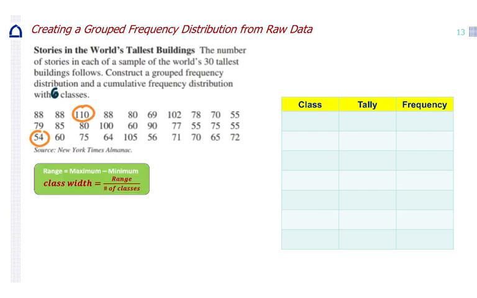So here's the formula we have to use. We need to find the class width. So what we do to do that is we take the range, 110 minus 54, and we divide by the number of classes we want, in this case 6. So we will get, when we do that calculation, a class width of 9.3. Of course we don't want decimals, so we will always round up. So we will make the class width 10.